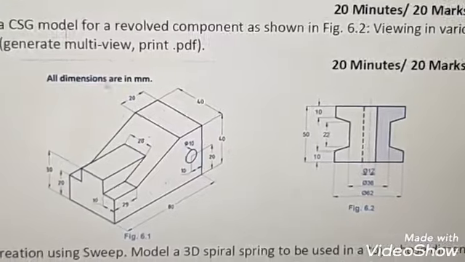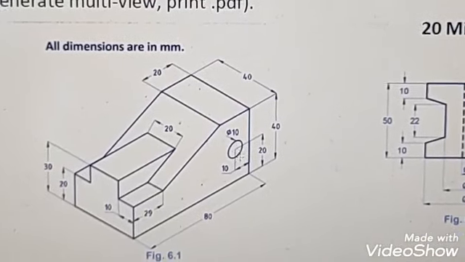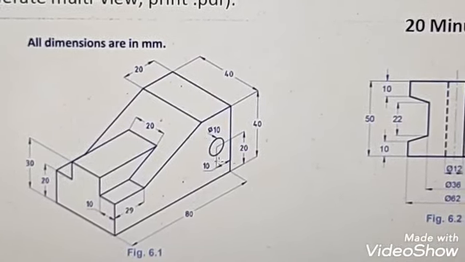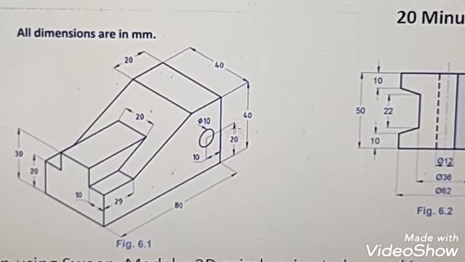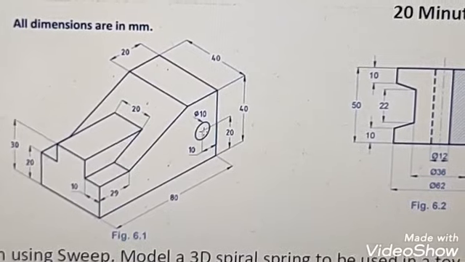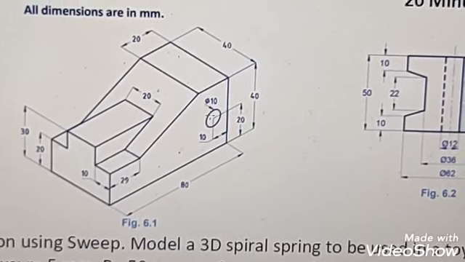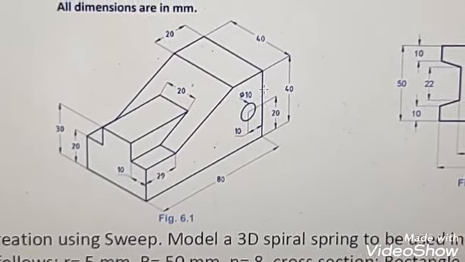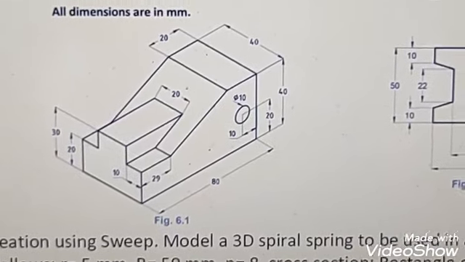If you see this diagram, there is a hole in the front view. That is at a distance of 20 from this horizontal line, and the center of the hole is at a distance of 10 from the right side edge. So what I do is I again use the line command.